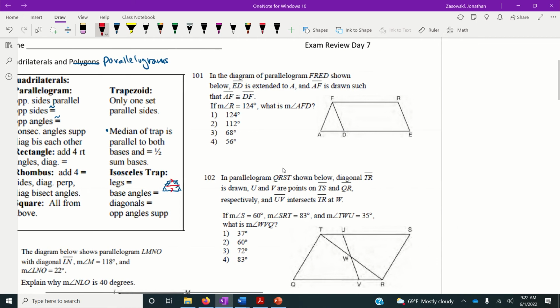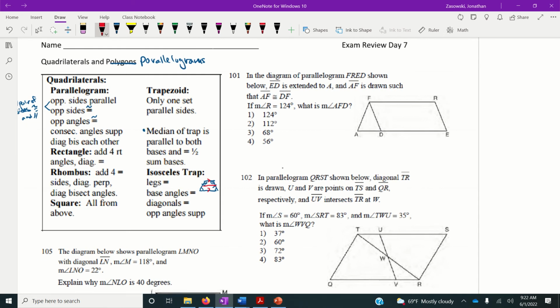Okay, so starting off with number 101 off to the right. The key thing we have to do is identify what shape we have. So we have a parallelogram. What else do we know about it? We have an extended line, and we have these 2 sides equal. We also know that angle R is 124, and we are trying to find angle AFD, which is the angle right here on the top of that triangle. So make sure we're labeling our diagram. That's key here. We know these 2 sides are equal, and as soon as I mark these sides equal, that means this triangle is isosceles, and these 2 base angles are also going to be equal.